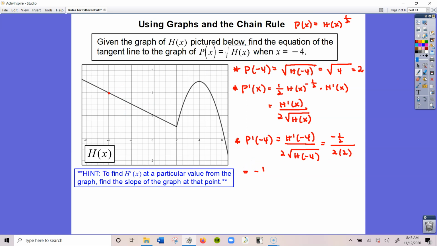So this gives me -1/2 over 4, which we can put over 1, and then we have a fraction divided by a fraction, so we're going to multiply the numerator by the reciprocal, and we get the derivative is equal to -1 over 8. So this is all we need. We have the point of tangency, (-4, 2), and the slope. So my equation would be y minus 2 is equal to -1 over 8 times (x + 4). Finally, let's look at a chart.